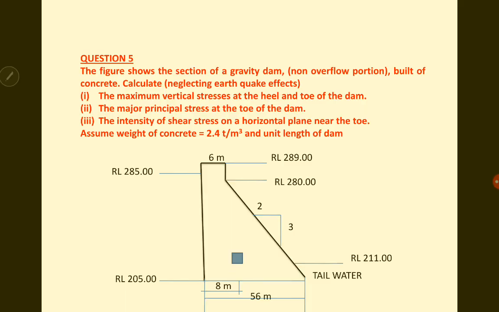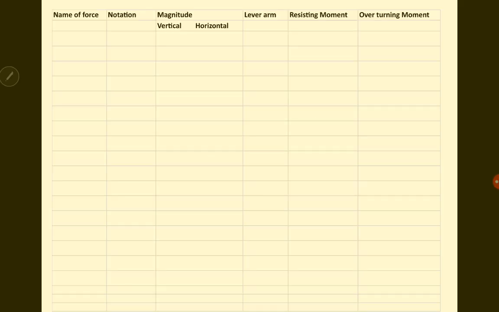So here, to solve this question, it will be easier if you have a table like this showing the various forces that may come into picture, as well as the various moments that will happen because of these forces. So you have a name of the force, the notations that we use, the vertical and horizontal forces acting, and a lever arm. So what will be the moment? Moment will be equal to force into lever arm, right? So this force into lever arm.